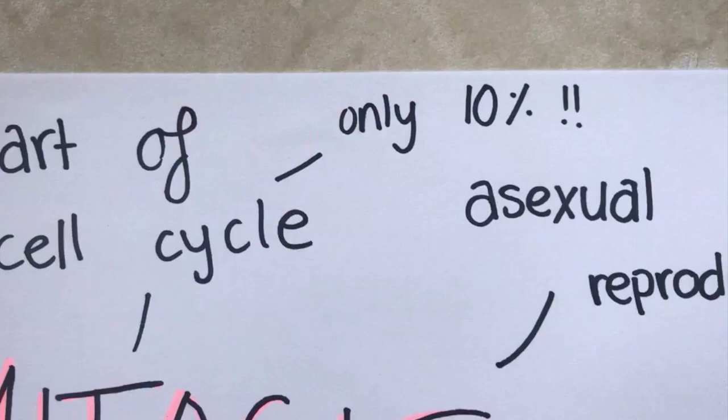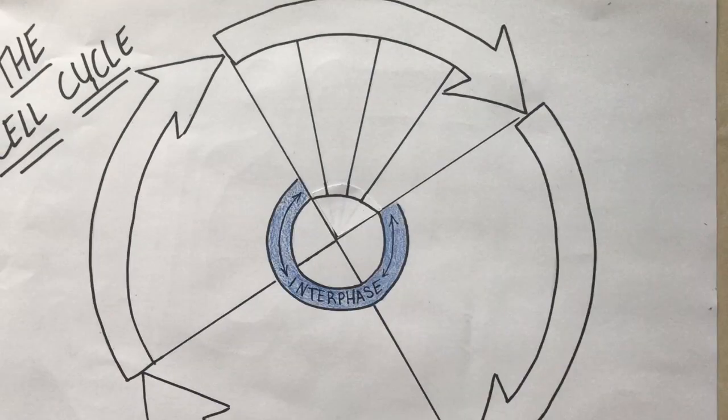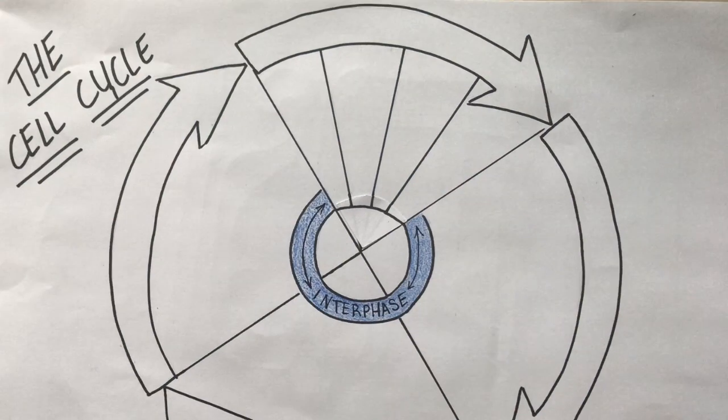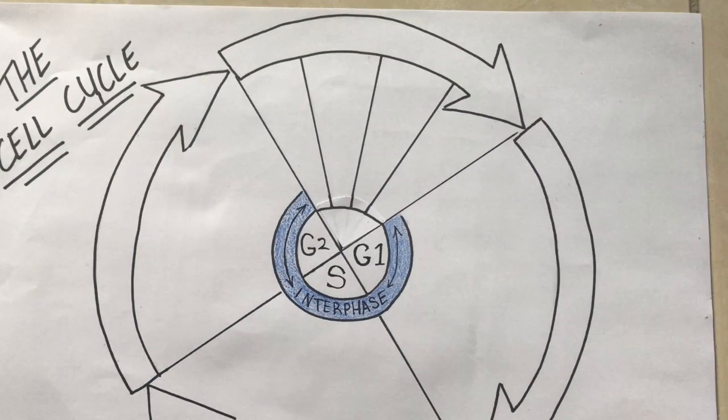Mitosis is also part of the cell cycle. However, it only equates to 10% of the cell cycle itself. The other 90% is interphase. Interphase is a crucial stage in terms of preparing the cell before mitosis. It consists of 3 phases, G1, S, and G2.